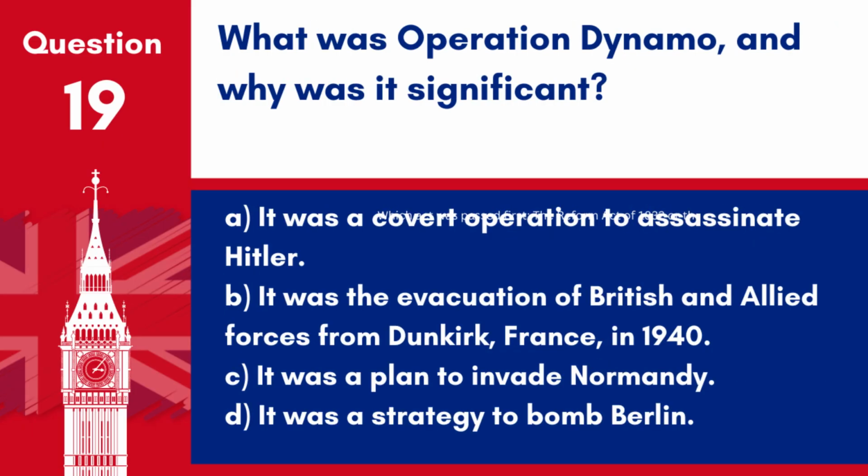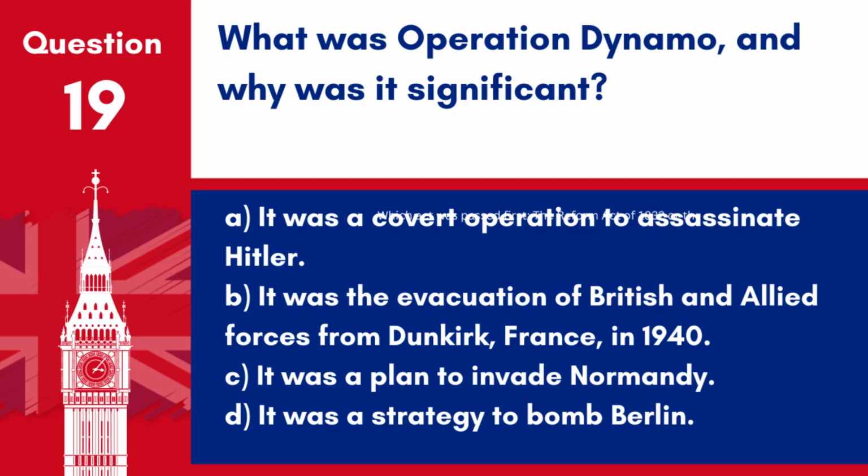Question 19. What was Operation Dynamo, and why was it significant? A. It was a covert operation to assassinate Hitler. B. It was the evacuation of British and Allied forces from Dunkirk, France in 1940. C. It was a plan to invade Normandy. D. It was a strategy to bomb Berlin.